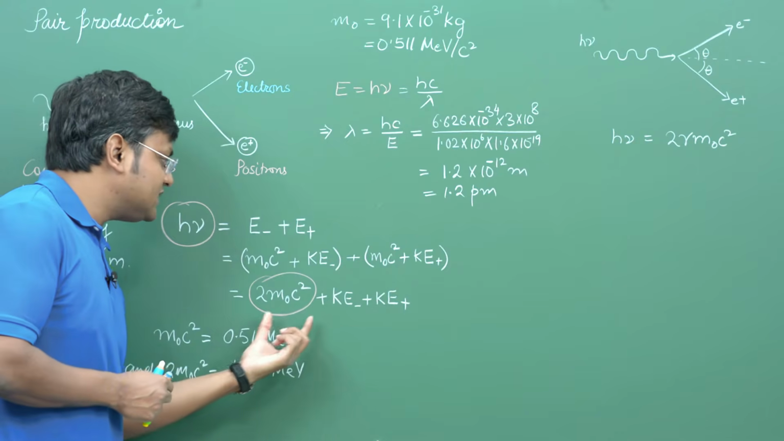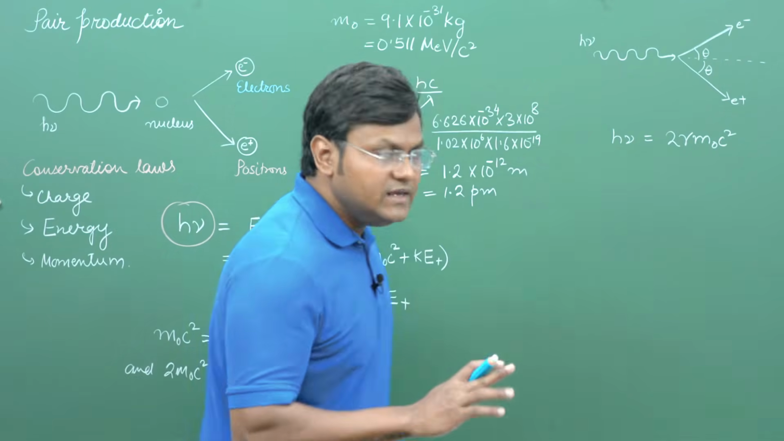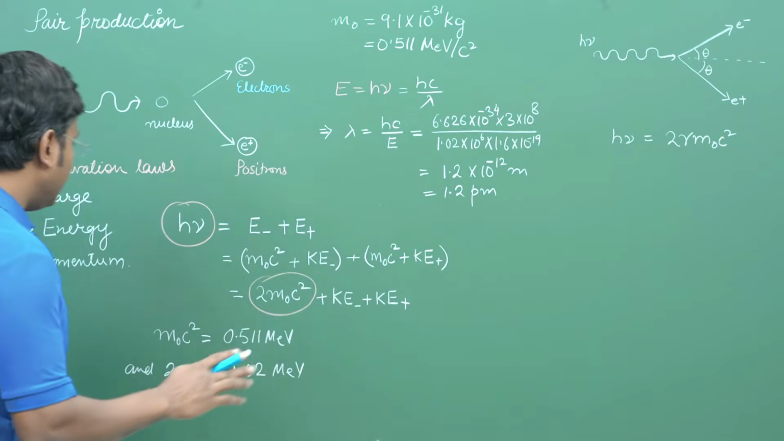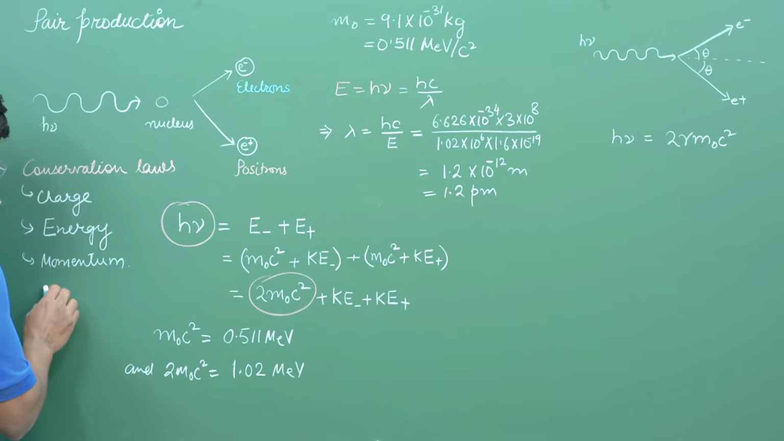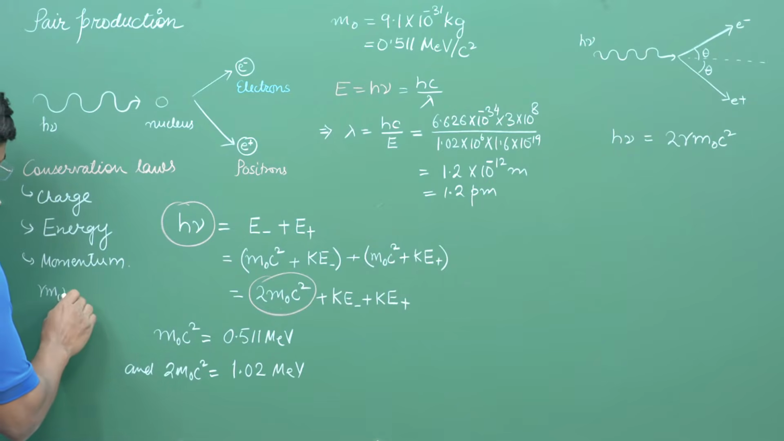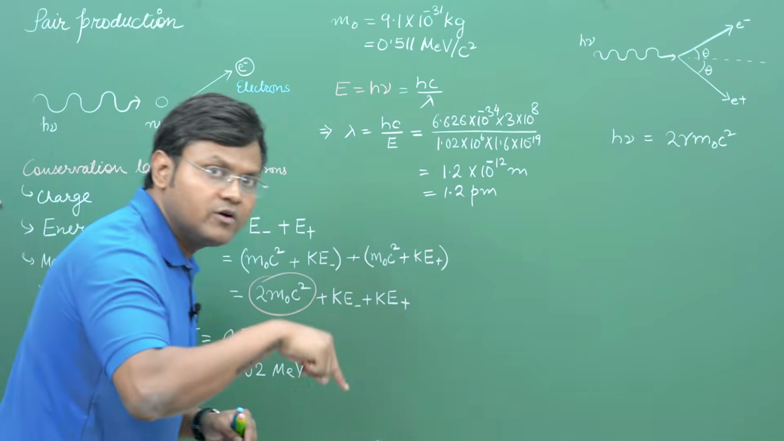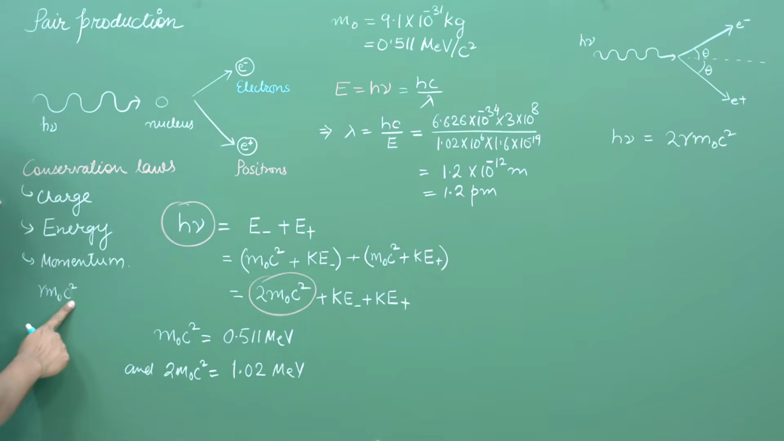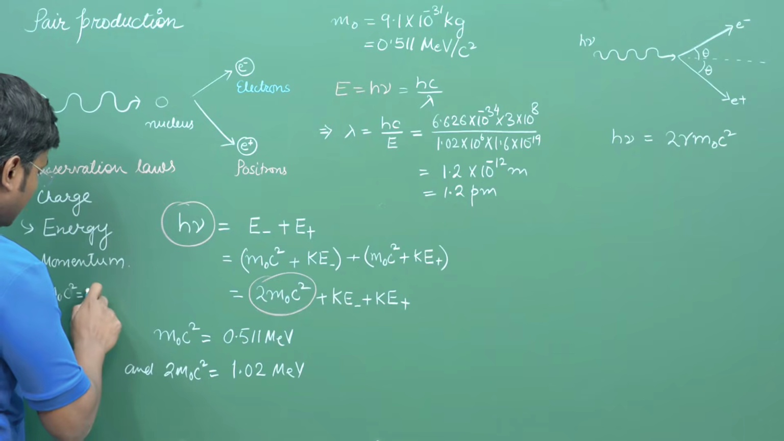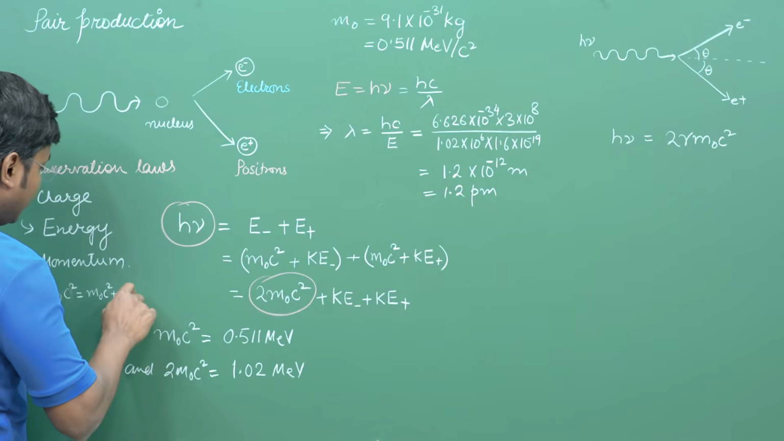So I have written it as rest mass energy plus kinetic energy, or it can also be written in this particular fashion. The reason is that for any particle that has some mass m₀ and is in motion, the total amount of energy is written as γm₀c², where γ is 1 over the square root of 1 minus v²/c², or this can also be written as m₀c² plus the relativistic kinetic energy.